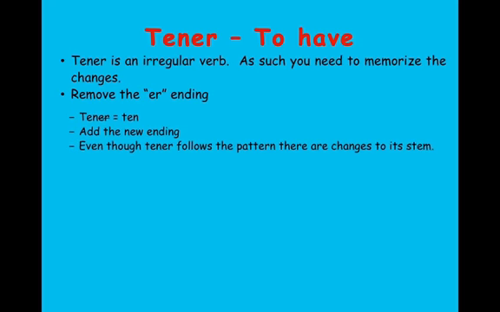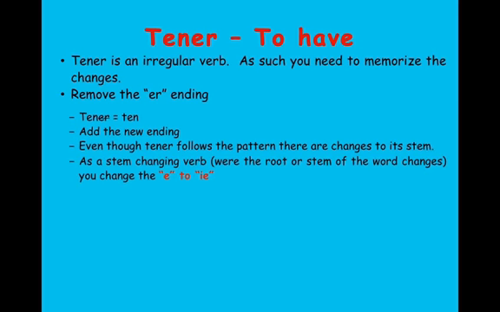So even though tener does follow a little bit of this pattern, it changes on its stem. And it's called a stem changing verb. That means that the root of that word will have a little bit of a change, so that in some of its conjugations, not on all of them, you'll see that the E will change to IE. So E to IE.